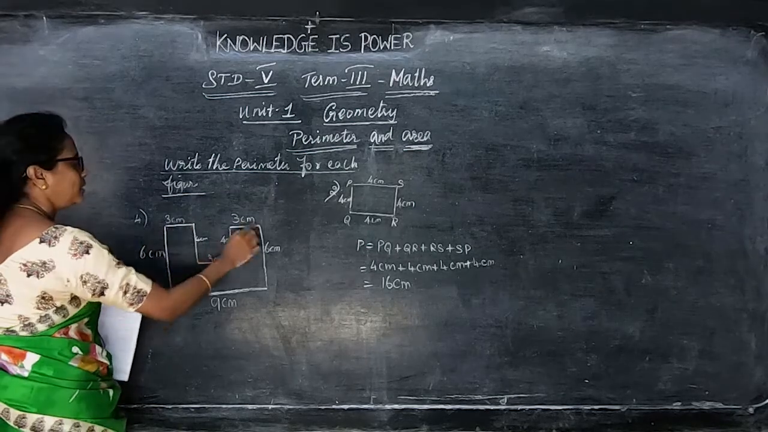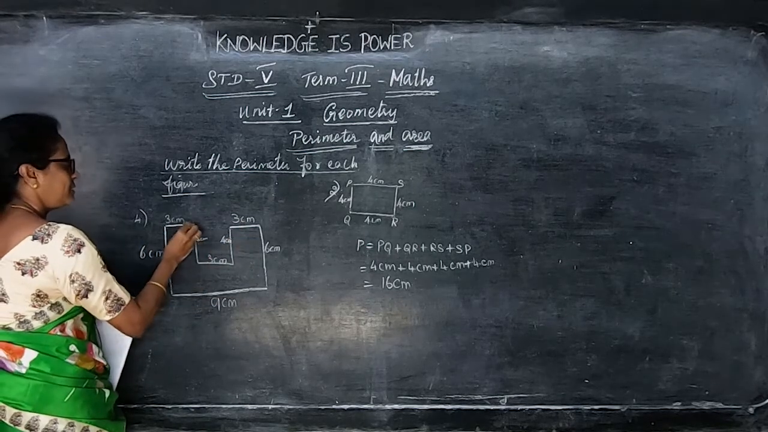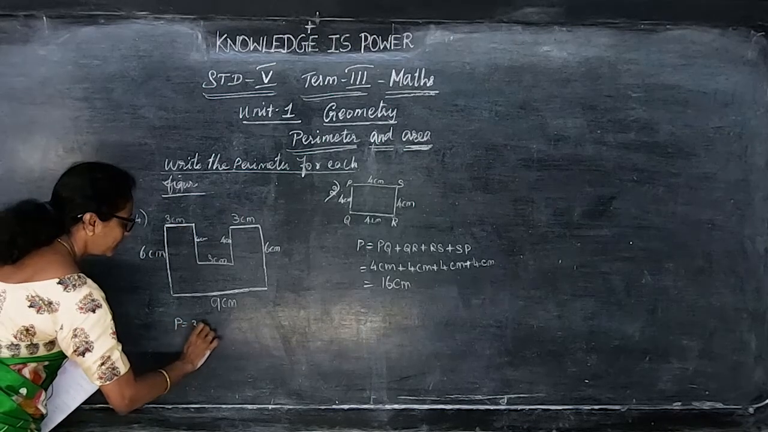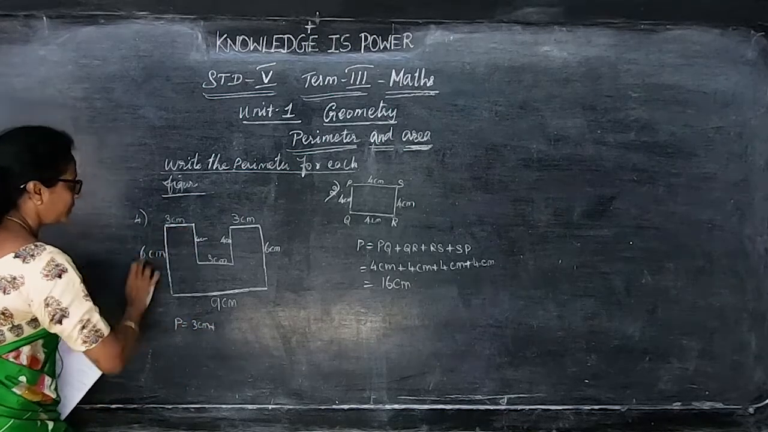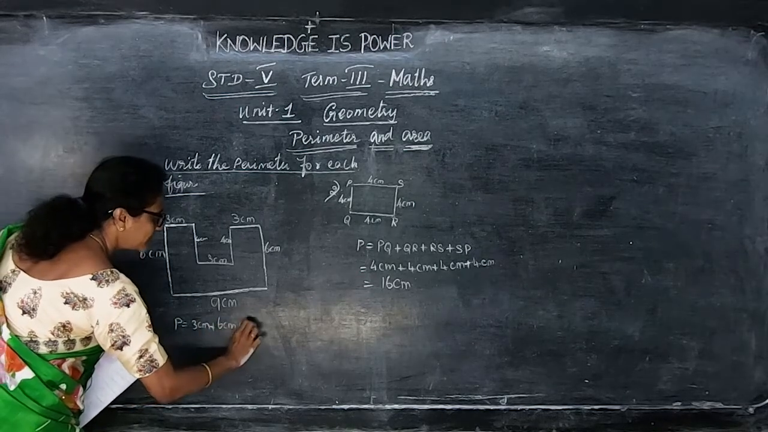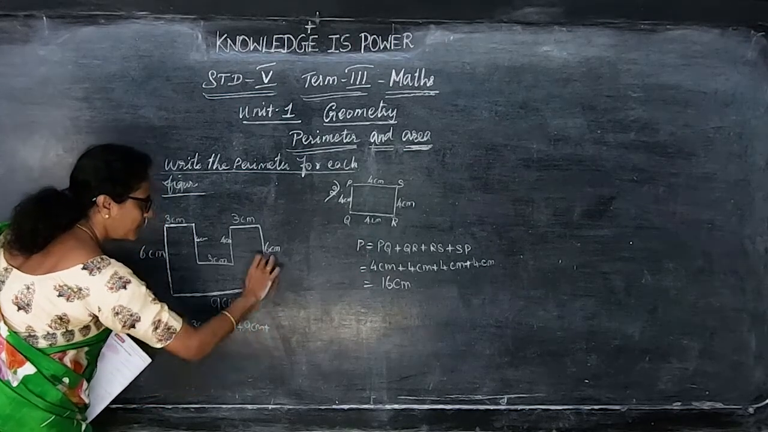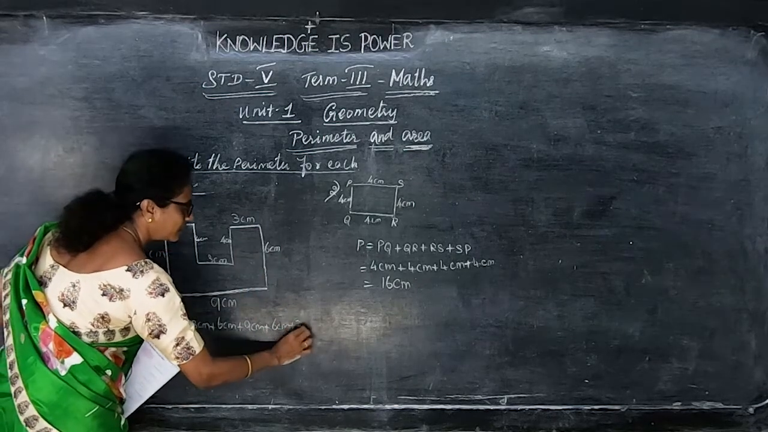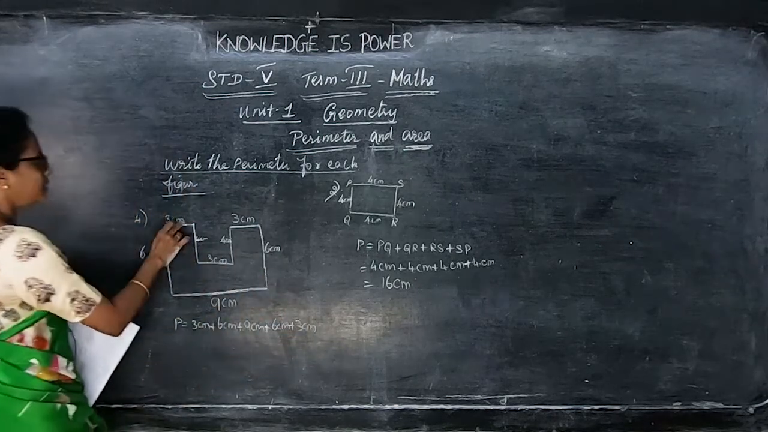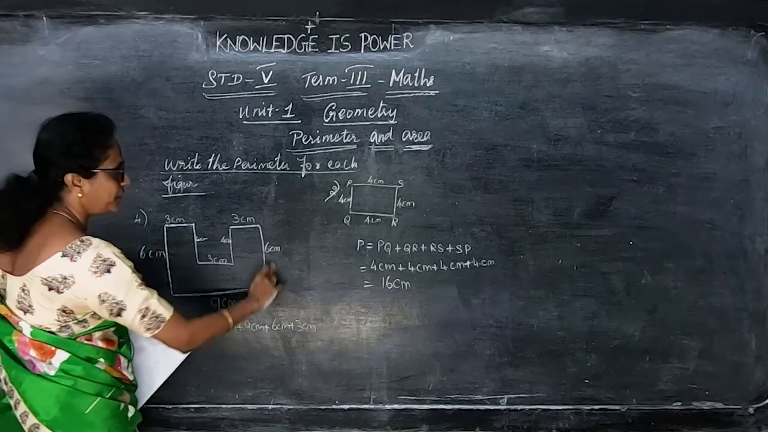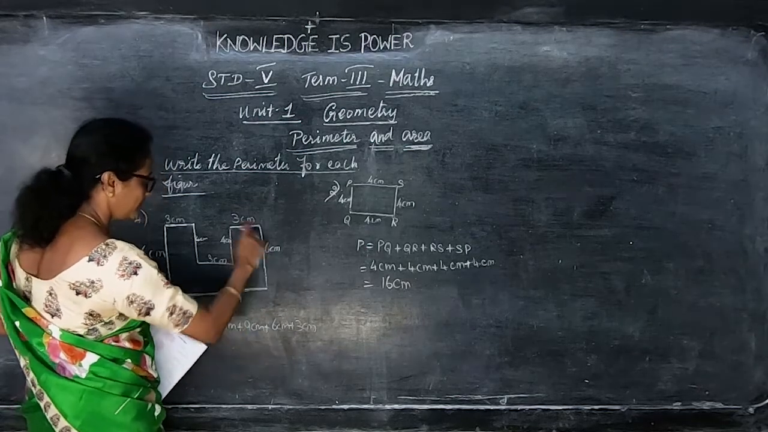First the numbers on the outer side, the outside numbers. Let us start here. So P is equal to 3 centimeter plus 6 centimeter plus 9 centimeter plus 6 centimeter plus 3 centimeter. So the outer numbers are 3 centimeter here, 6 centimeter, 9 centimeter, 6 centimeter and 3 centimeter.